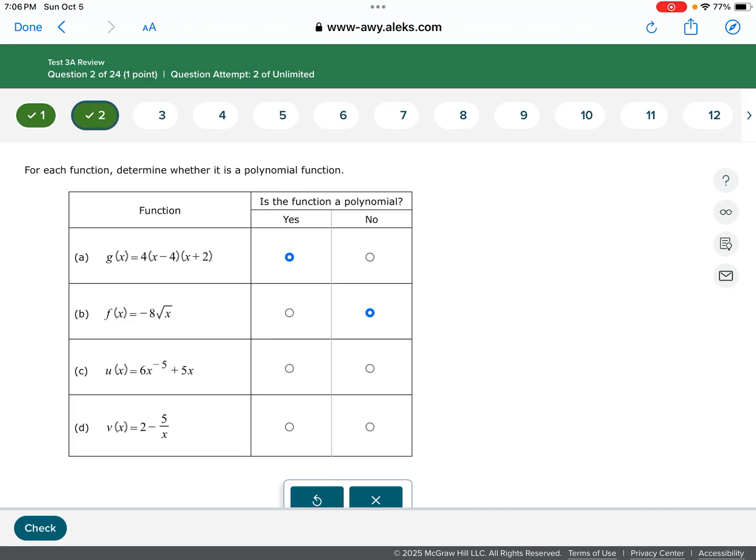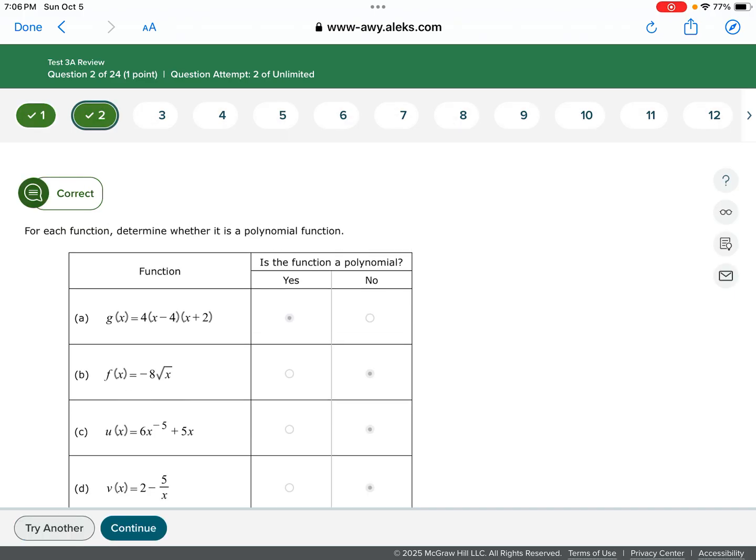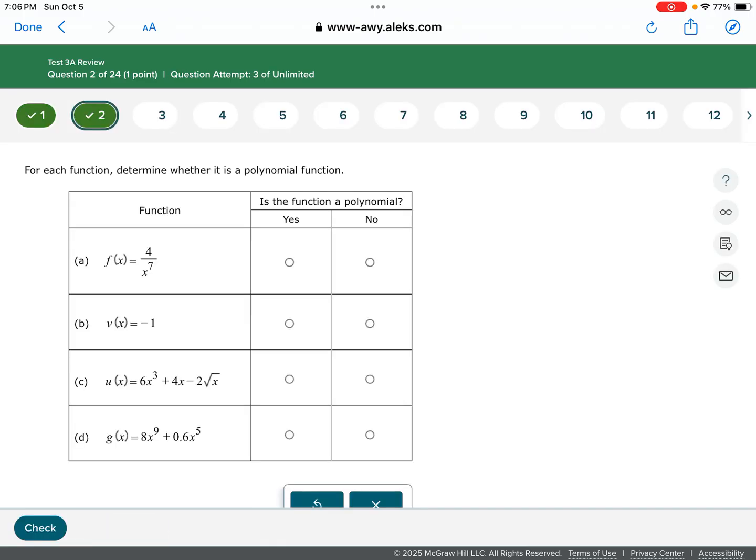For C, that is also no because the first term has a negative exponent. And for D, that's going to be no because x is in the denominator. Let's check it. And we're good. Let's see if there's anything else that's odd that comes up. So for A, that's a no. For B, that's a yes. Numbers are okay. For C, that's a no because of the square root. For D, that's a yes because we have whole number positive exponents.